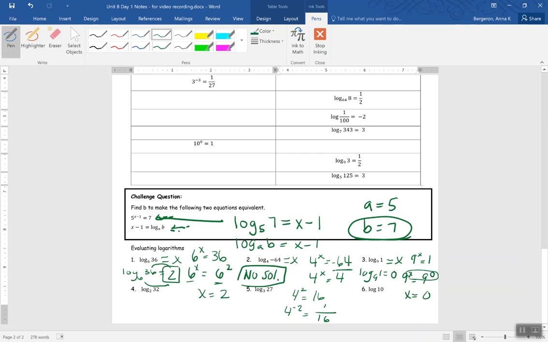And if you want to check that and rewrite it, is 9 to the 0 power equal to 1? And that's true. So then we know that we found the right answer, that our answer here would be 0. So go ahead and pause the video and try 4, 5, and 6 while I clean this up so that we can go over those ones together.